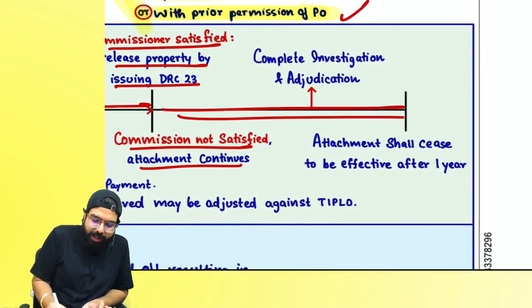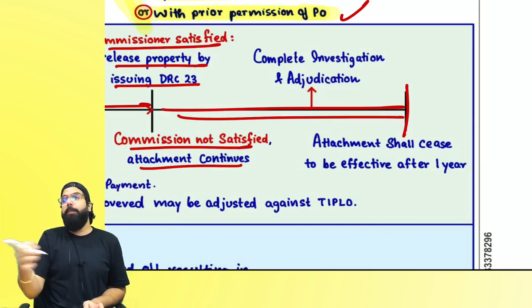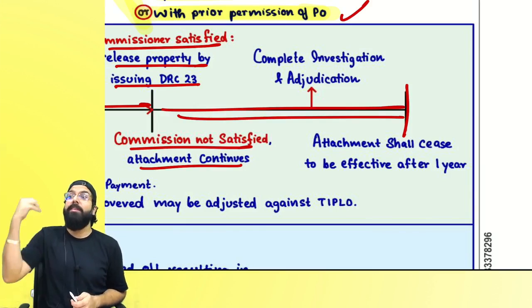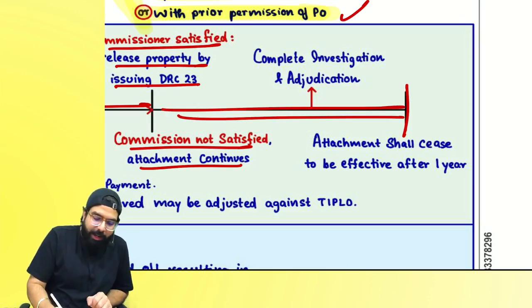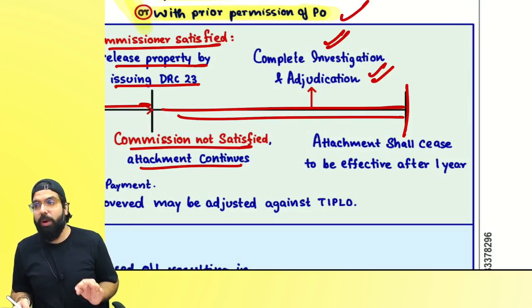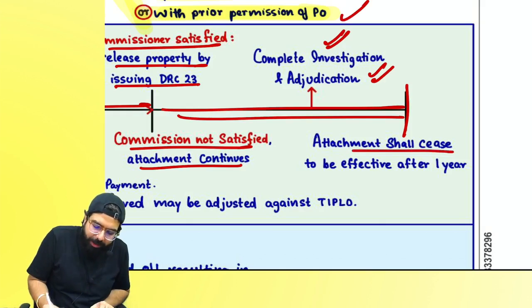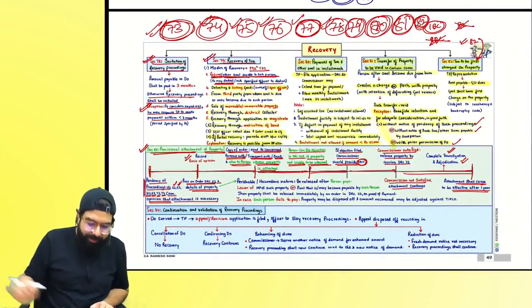Remember always, provisional attachment can be done only for a maximum period of 1 year. Within 1 year, whatever proceedings are against you, section 62 best judgment assessment order, section 63 best judgment against an unregistered person, he should clear it off. Basically, he should complete the investigation and adjudication within 1 year, because after 1 year the provisional attachment will cease to be effective. Attachment shall cease after 1 year.